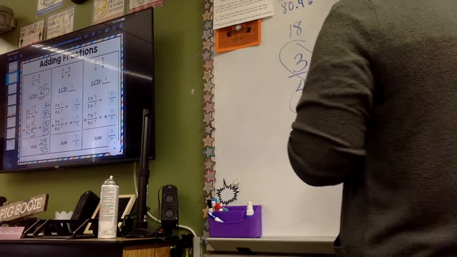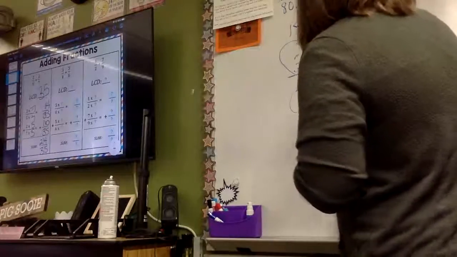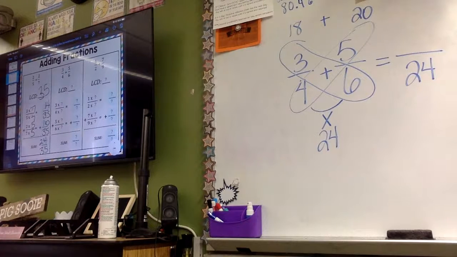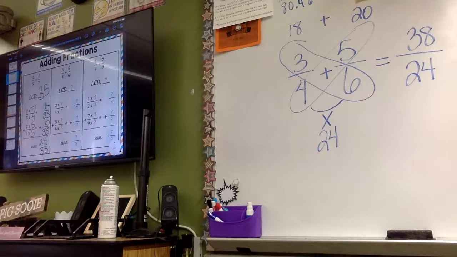So, my denominator is 24. These 2 numbers I have put up here on the top, I'm just going to add. 38. Now, this is called an improper fraction because the numerator is bigger than the denominator. Okay? We're not ready for that yet. We're not there yet. We're not at an improper fraction stage. Once we get through subtraction, we'll talk about these. Okay? But right now, we're not ready.